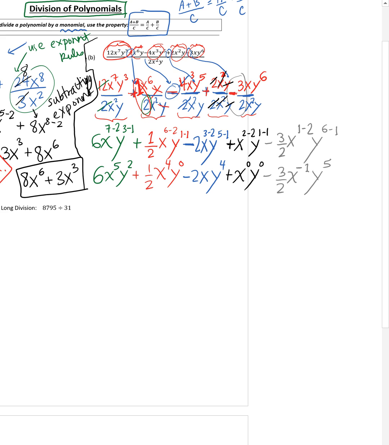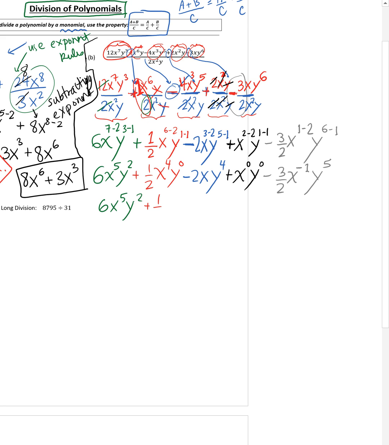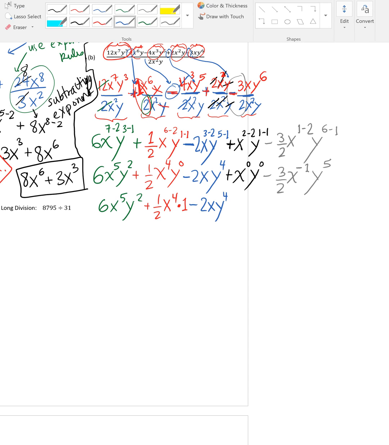The first term, there's not really much I can do with it. I think it's perfect the way it is. The second term, however, 1/2 and x to the 4th, there's not much you can do with them. But remember, what is anything to the 0 power? It's 1. So y to the 0 power is really just a 1. And then the next term, there's nothing much we can do with that. There are no 0 powers, so there's not much to do with that one.